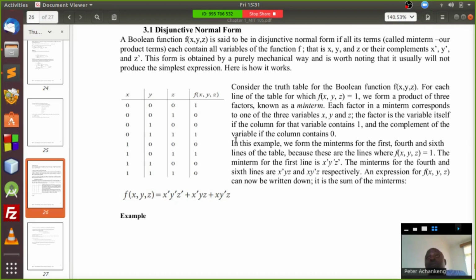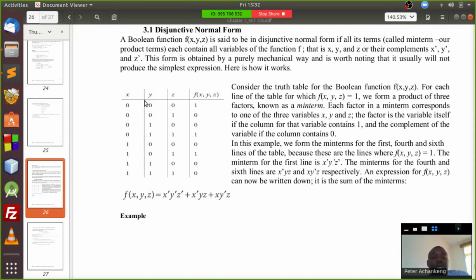3 mean terms, because that's the only time when the output is 1. So it means that f of x will just be the sum of the mean terms. And how do you get a mean term? It's very, very simple. If you look at the first one, the mean term that you get from the first one is x prime, y prime, z prime multiplied. X prime, y prime, z prime.